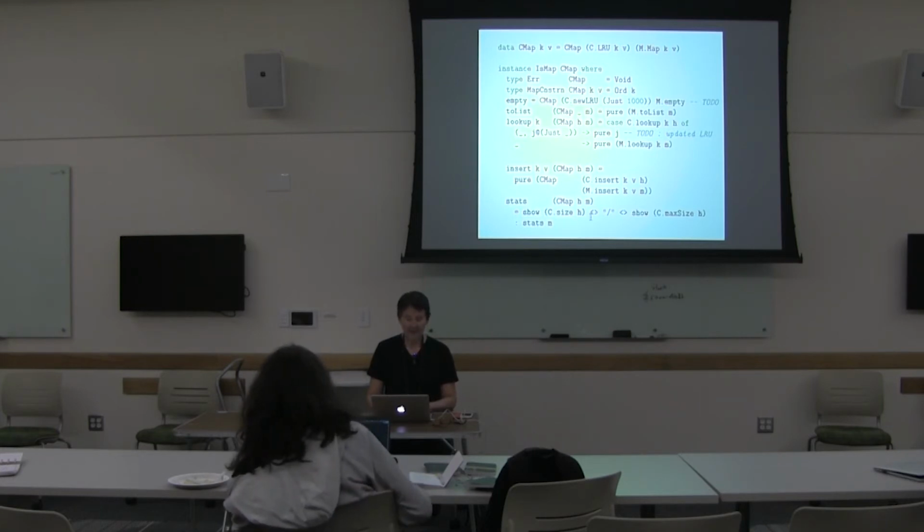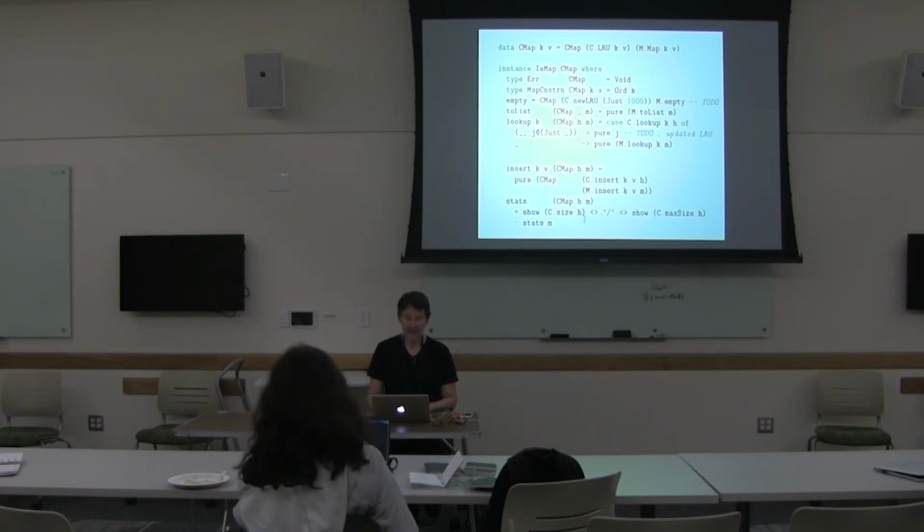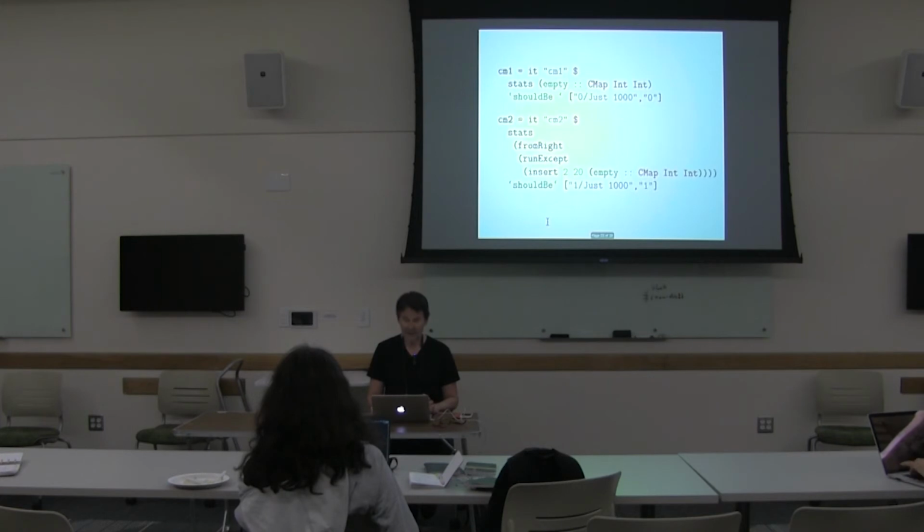Stats, I'm showing the stats of the cache, which is how many elements are in it, what's its maximum size, and then I cons that on to the stats of the underlying map. So this one is interesting, and it works. I say if I create an empty one, it has 0 elements in both the map and the cache, and if I insert something, we see there's 1 in each one.